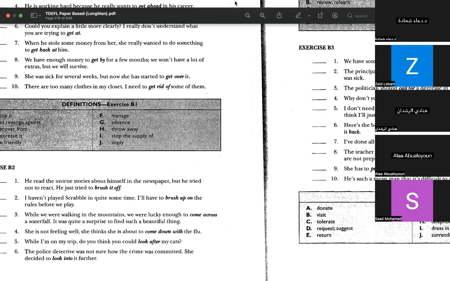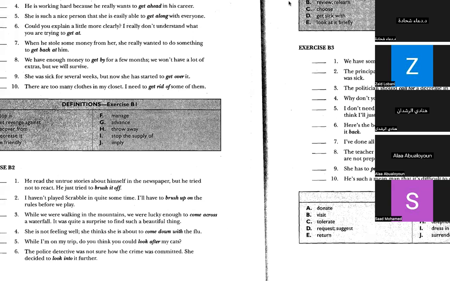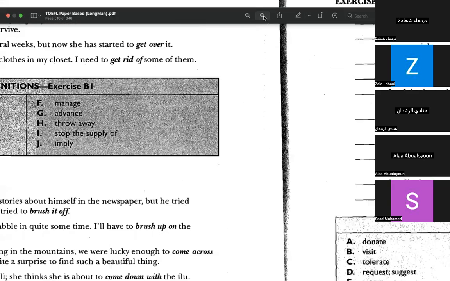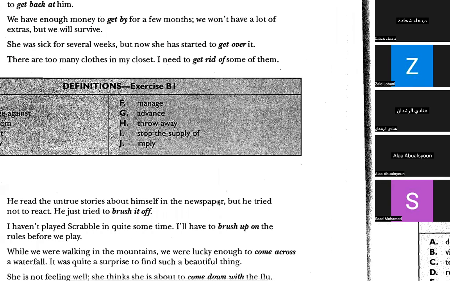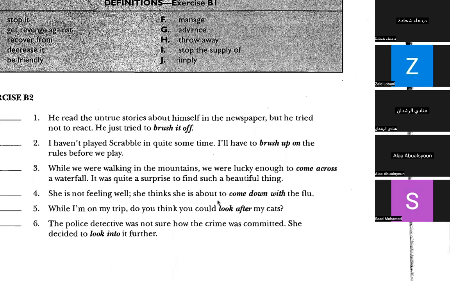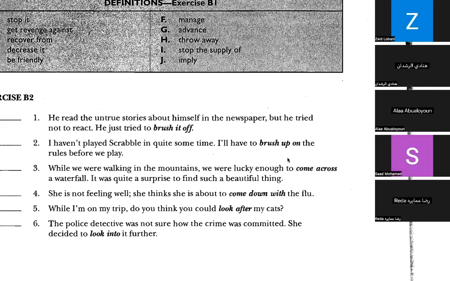Number 2, who would like to read for us? Sentence number 2. Yeah, go ahead, Dr. Ghaith. I haven't played Scrabble in quite some time. I will have to brush up on the rules before we play to remember something like that. Good job. Yes, it's true.